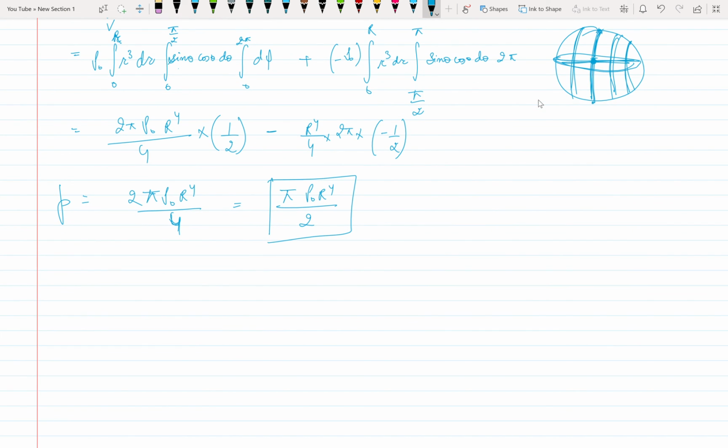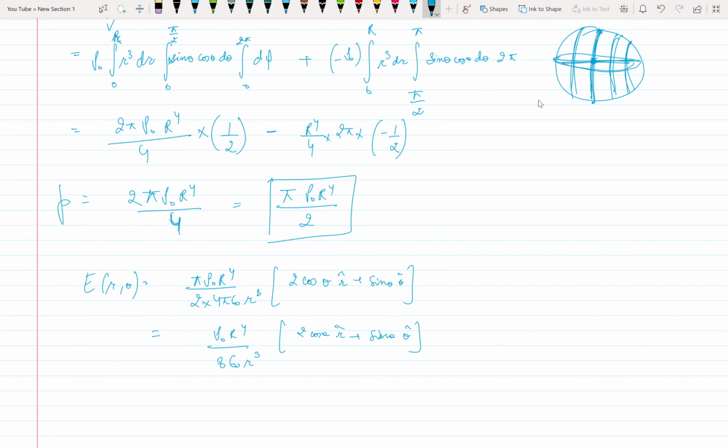Now putting the values in to find the approximate electric field for r and theta, we get p over 4 pi epsilon naught r cubed, where p is pi rho naught R raised to power 4 upon 2, times (2 cos theta r cap plus sin theta theta cap). I'm writing the formula only. On simplifying, we get rho naught R raised to power 4 upon 8 epsilon naught r cubed times (2 cos theta r cap plus sin theta theta cap). So this is the approximate electric field really far from the solid sphere.